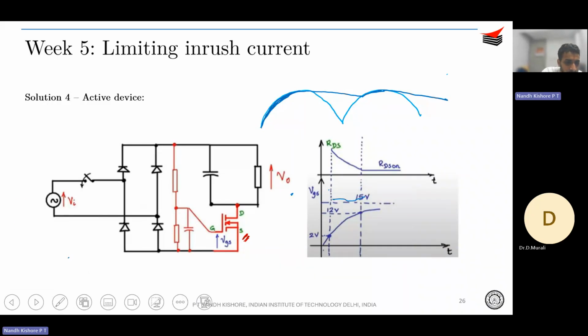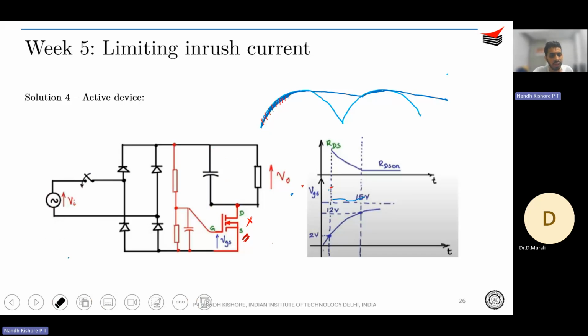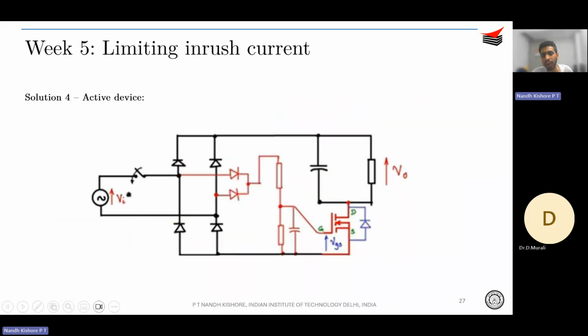So the problematic part is this area, correct? That is, there is a huge peaky current that's going to flow. So what I can do is, if I detect that the voltage is lesser, I will simply not enable this path. If this path is disabled, there is no path for the current to flow, right? So that is why I will have a series MOSFET over here, and this MOSFET will get enabled only when the output voltage reaches a particular value.